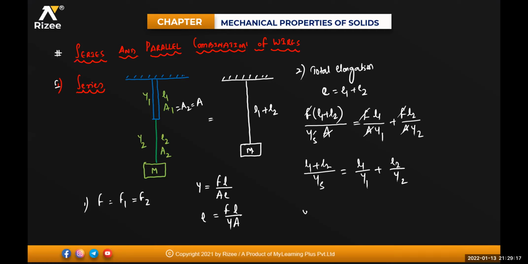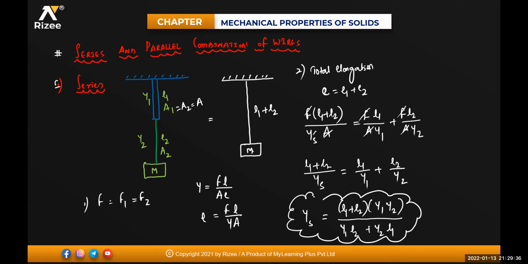Okay. So if I take an LCM, Y in series will be equal to (L1 plus L2) into Y1 into Y2 divided by (Y1 into L2 plus Y2 into L1). So this will be the Young's modulus in the series combination. Clear, beta? So tell me why I have taken the area of cross section to be the same: because on both the wires the load is the same.